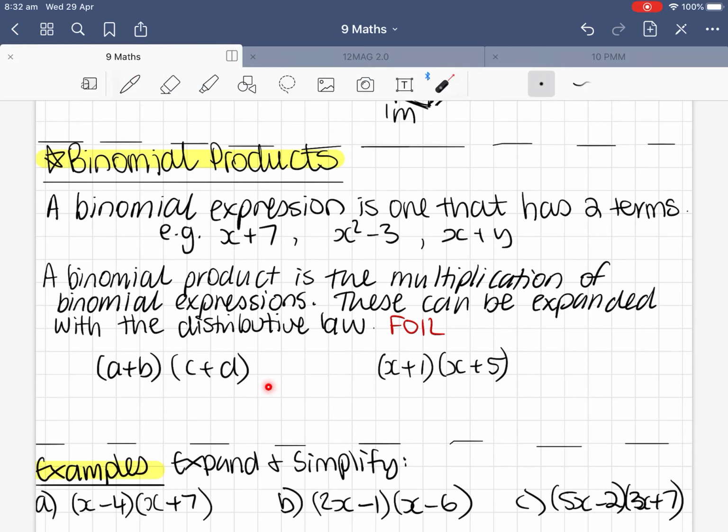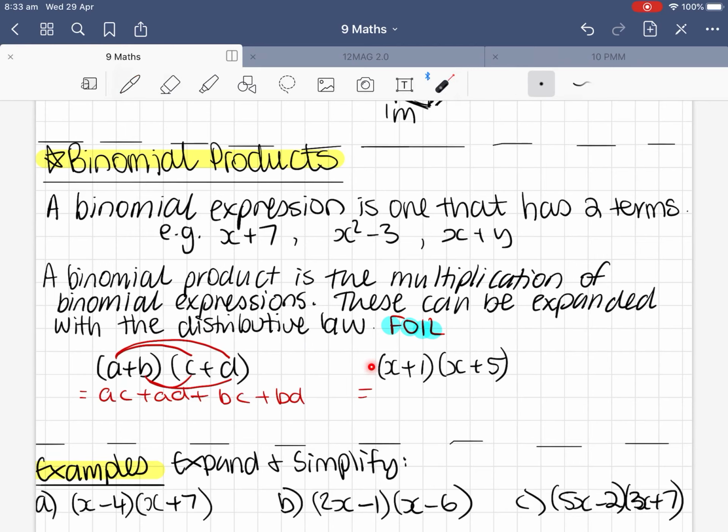For example, if we focus now on this binomial product, we are going to expand that together with the distributive law. So we multiply the first terms together and we get AC. Then we add that to multiplying the outer terms together, AD. Then we add that to multiplying the inner terms together, BC. And finally, the last terms together, BD.